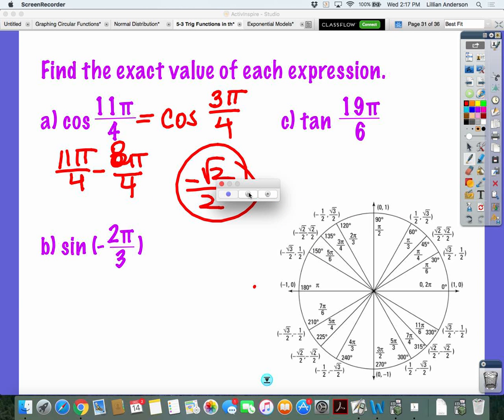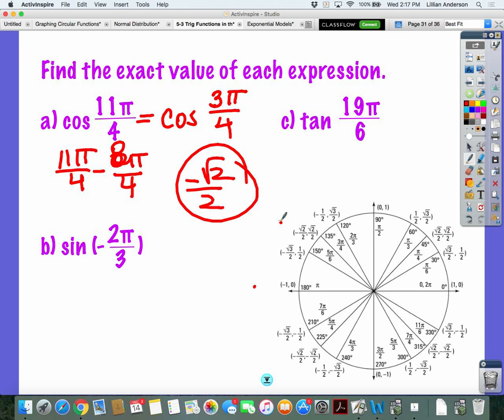We are finding exact values now, except if you notice, each one of these angles is either bigger than 2 pi or smaller than 0. So in these cases, you need to find a coterminal angle. Since 11 pi over 4 is bigger than 2 pi, you're going to subtract 2 pi to find an angle that is coterminal with 11 pi over 4, which was 3 pi over 4. So the cosine of 3 pi over 4 is going to be the same thing as the cosine of 11 pi over 4, which is indeed negative root 2 over 2.